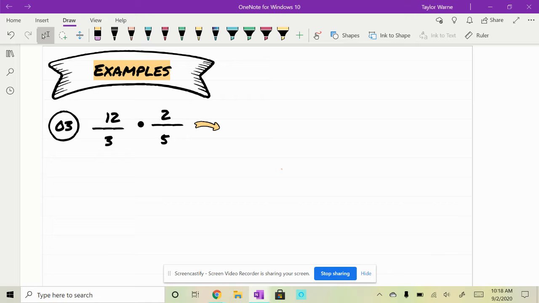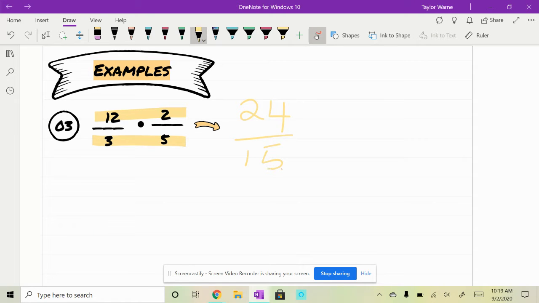Okay, so here in example number 4, we have 12 divided by 3 multiplied by 2 divided by 5. So I'm just going to check here to see if I can cross cancel. We have 12 and 5, which cannot be simplified any further. And then we have 2 and 3, which also cannot be simplified any further. So that is not going to help me. So I'm going to multiply straight across. So we have 12 multiplied by 2, which is 24. And then we have 3 multiplied by 5, which is 15.